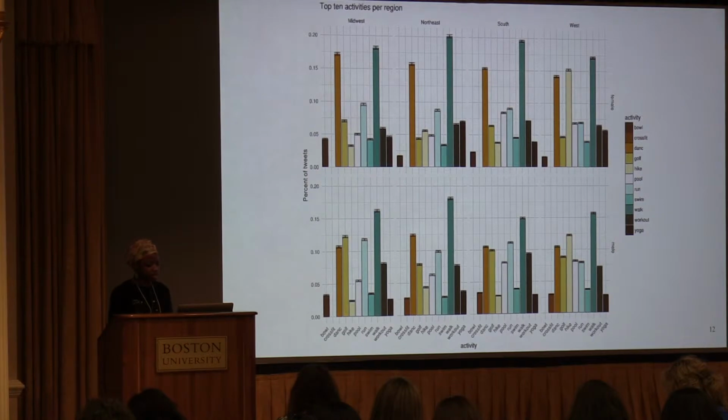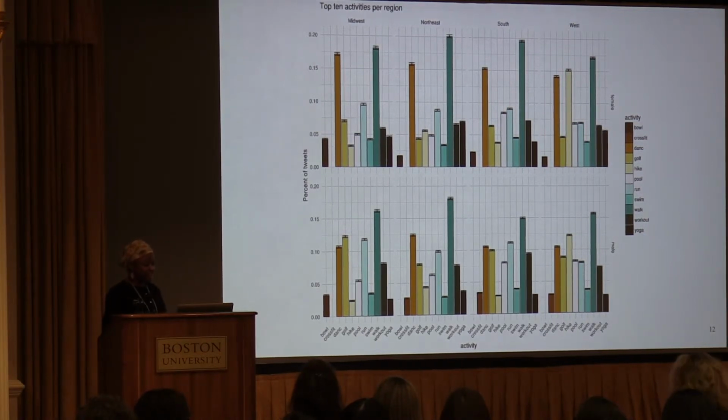So after we get gender, we separate our data into 2 different classes, and then start looking at what kinds of exercises people are talking about on social media, and how does this differ across regions in the US. So what we find is that everyone is walking. So everyone talks about walking.